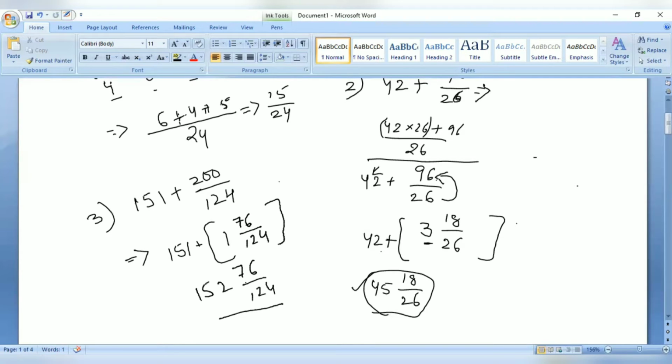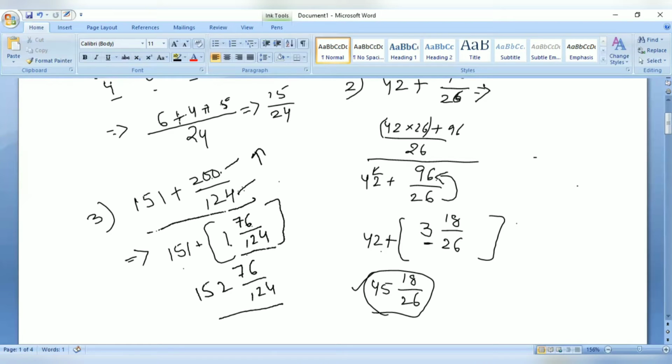Okay, I repeat the concept once again. Whenever a problem like this is given, first of all, note down the value 151 as it is. Now, numerator and denominator, if you identify, will there be any cancellation or any multiples? 124 in 200, that means 124 ones are 124, 124 twos are 248. So the value is increasing. So 124 ones are 124, whatever balance is 76 remains.